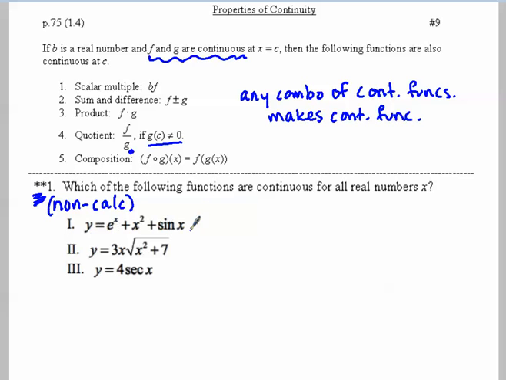And I don't know what this looks like, but I know what each of the pieces looks like. Y equals e to the x. I know that that's an exponential function. That is a continuous function. Y equals x squared. I know that that's a continuous function. Y equals sine of x. I know that that's a continuous function. Therefore, if this is made up of continuous functions, this function has to be continuous as well.